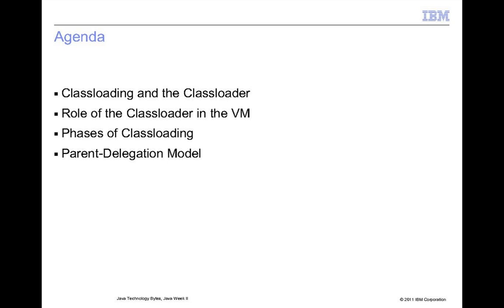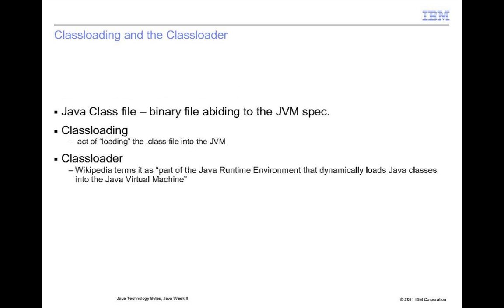So class loading and the class loader. Take a simple hello world Java program, the first program for any programming language. Before you run this program, we compile it into what is called the Java class file using the Java compiler. So the compilation process gives us the hello world.class file. Now this class file is actually a binary file, and the format of this binary file is defined by the JVM specification.